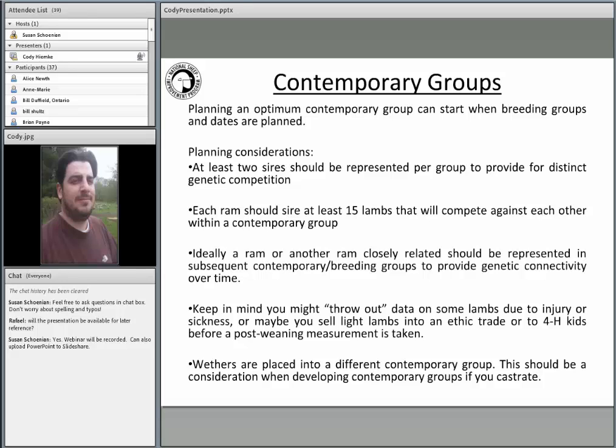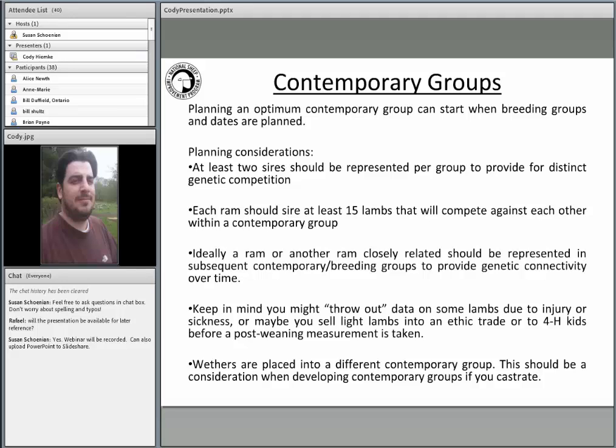And then there's a couple things to keep in mind as well. When you're calculating what you want your contemporary groups to be, you might have lambs that you may not submit data on, whether they got sick or injured, or if you're selling some light lambs into an ethnic trade or to 4-H kids. That is data that you wouldn't get a good data set on. And then wethers are also placed in a different contemporary group, which should be considered.